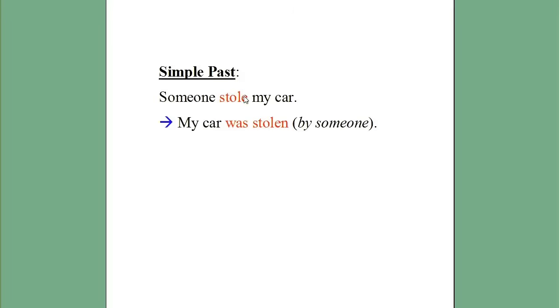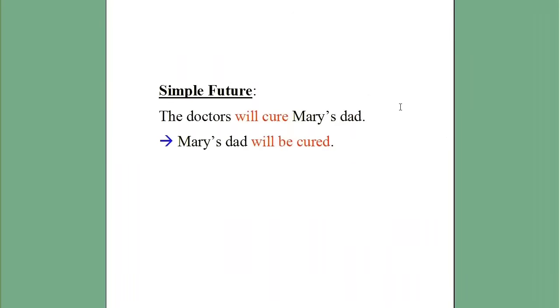This is simple past. So our passive voice sentence is going to be: my car. We take the object over here and we make it the subject of the passive sentence. My car, the verb to be in simple past, so was, my car was, and the past participle, stolen. In this case, we can omit the information by someone because this is not really important, and of course we don't know who. The important information is that my car was stolen. Okay? Now, let's move on to simple future. We read the active sentence: the doctors will cure Mary's dad.